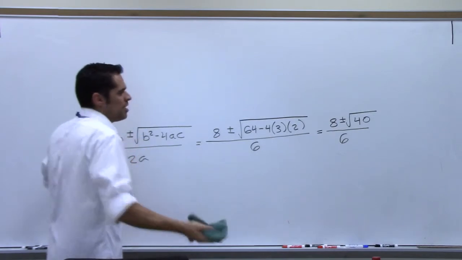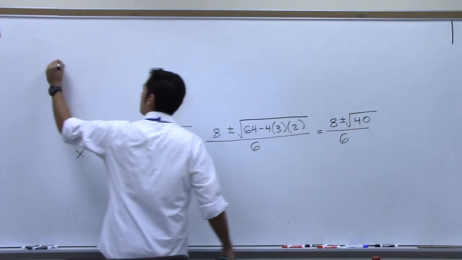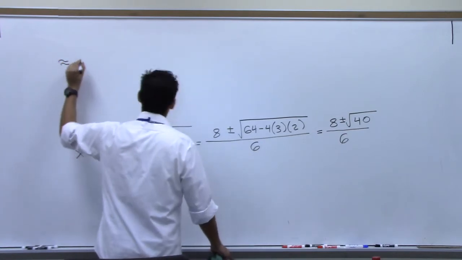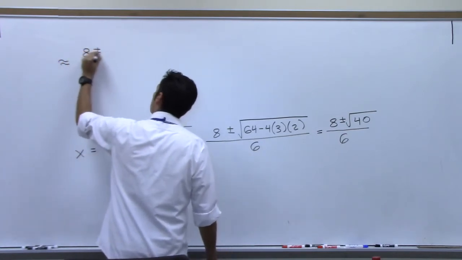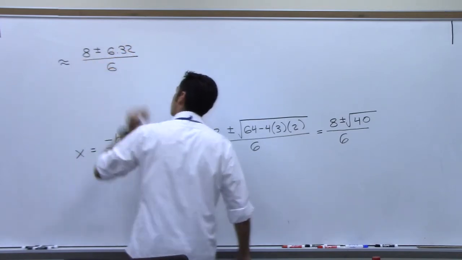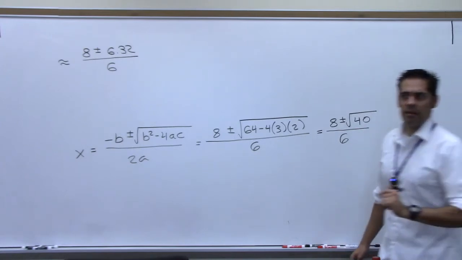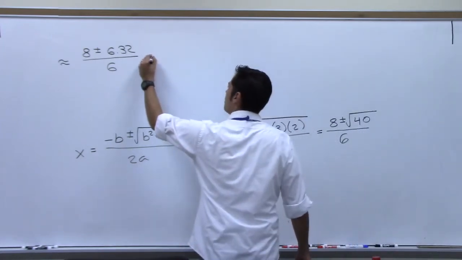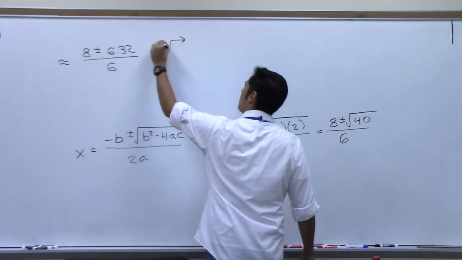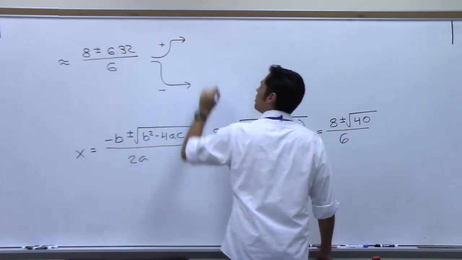6.32, what would it say? So at this point I'm going to say, instead of equals, I'm going to say approximately 8 plus or minus 6.32 all over 6. And that gives us 2 answers, right? Yes. We have 2 answers. It's the plus case and the minus case. So let's look at the plus case.